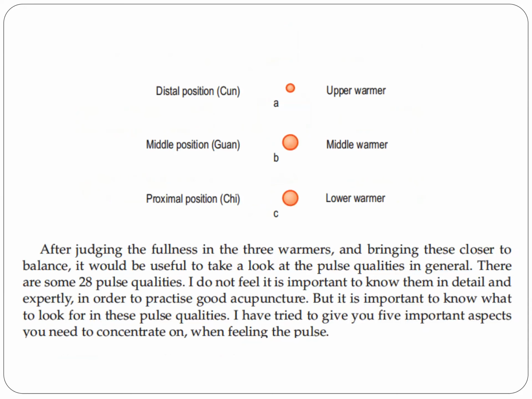After judging the fullness in the 3 warmers and bringing this closer to balance, it would be useful to take a look at the pulse qualities in general. There are some 28 pulse qualities, and the author doesn't feel that it's important to know them in detail and expertly in order to practice good acupuncture. But it is important to know what to look for in these pulse qualities. So the author has tried to give us the 5 important aspects that we need to concentrate on when feeling the pulse.